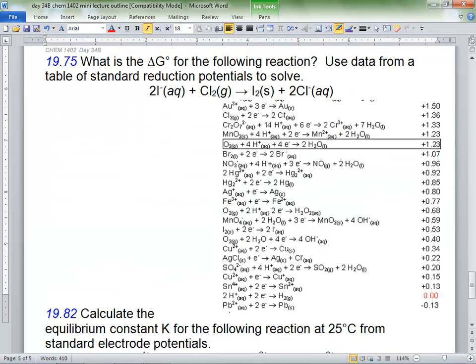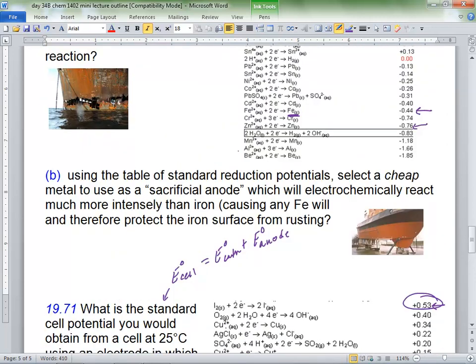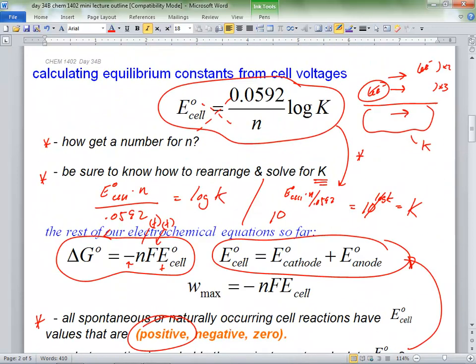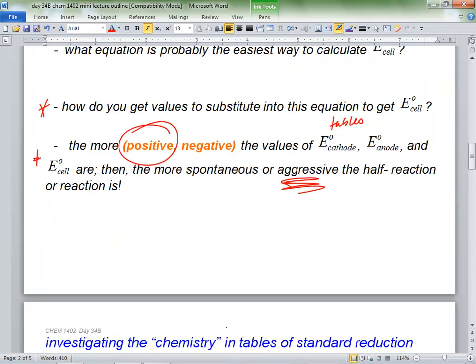What is the standard Gibbs free energy for the following reaction? Use data from a table of standard reduction potentials to solve. So they gave you the data. We're going to need some equations, right? Where'd it go? See it? It's the only place it shows up. So that's where I would start. I would write it down, and then it guides all your efforts.